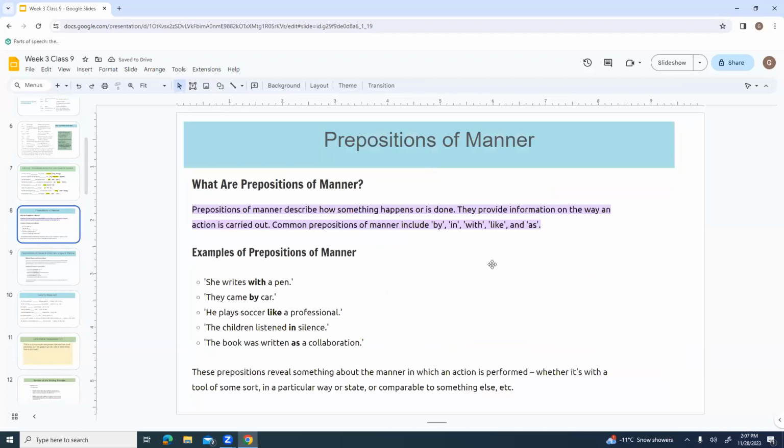Okay. Prepositions of manner. Prepositions of manner describe how something happens or how it's done. They provide information on the way the action was carried out. Common prepositions of manner include words like by, in, with, like, or as. Some examples would be: she writes with a pen, they came by car, he plays soccer like a professional. The children listened in silence. The book was written as a collaboration. They just show the manner, whether it's with a tool or a particular way, or if it's being compared to something else.